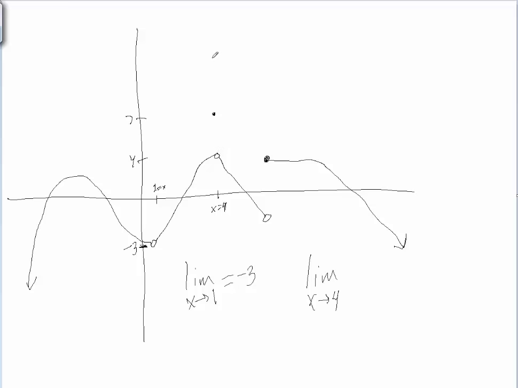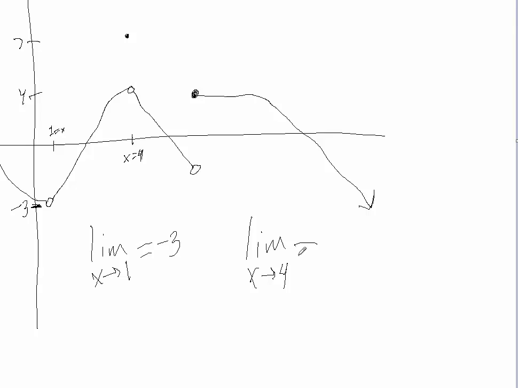At 4, the value of the function's up here. It's 7. But the limit, as we get closer and closer to 4, is actually 4. Doesn't matter what happens at 4. We just care what happens as we get close to 4.